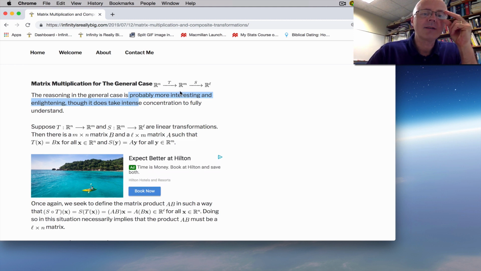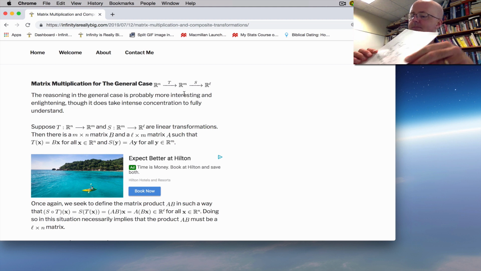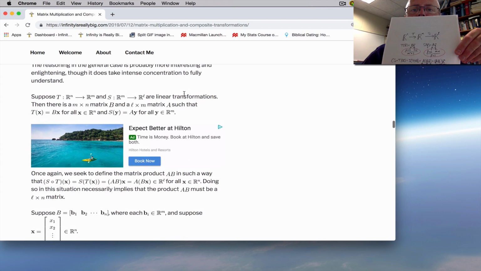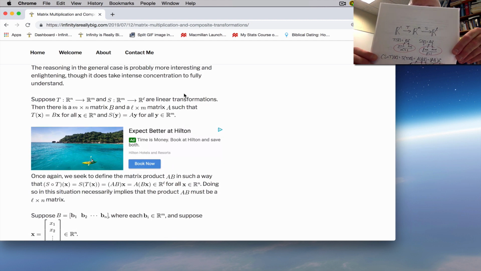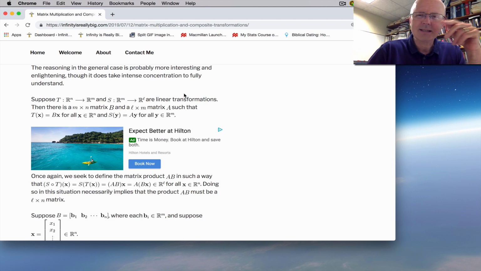T goes from Rn to Rm, and S goes from Rm to RL. As you go through this, you may want to, on your piece of paper, write something like I've written on here. You might want to write this stuff just so you don't have to scroll up and down so much. So you can see it there in front of you. Maybe pause the video and write down what I have there. Let's take it carefully.